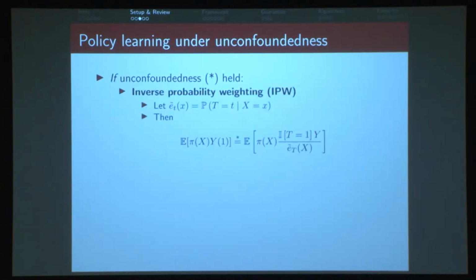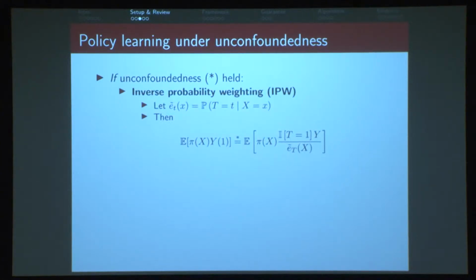Another line of approach we could take is based on something known as inverse probability weighting, which would go as follows. We define e tilde T of x as the probability of being treated with treatment T given that your features are x. Okay? This is known as the propensity score.